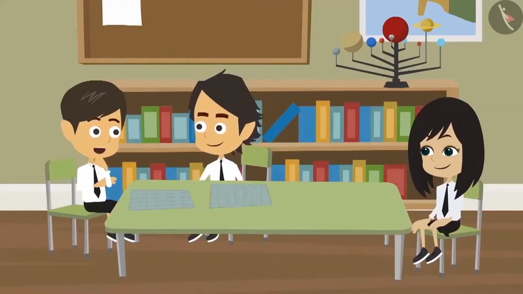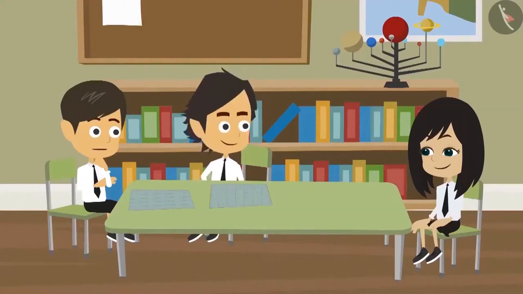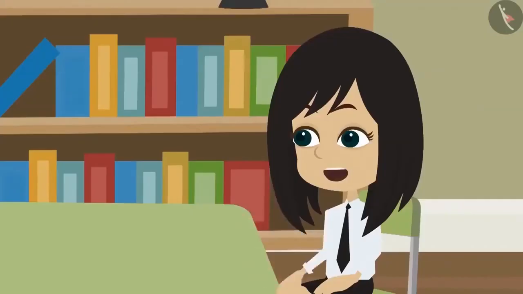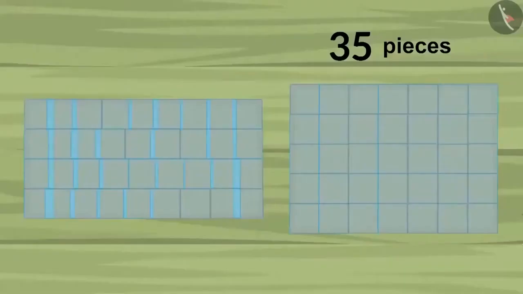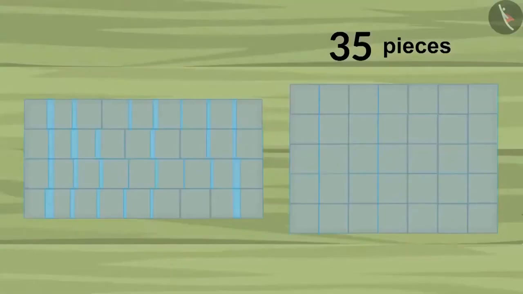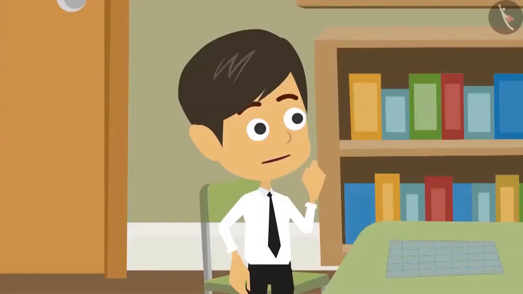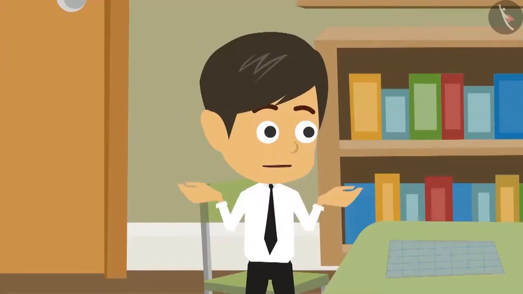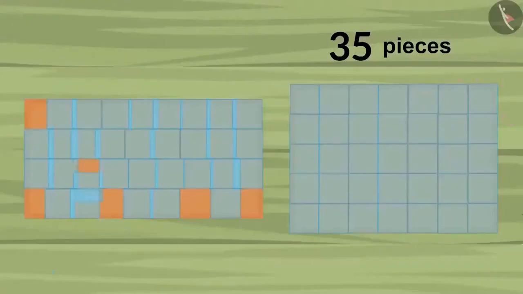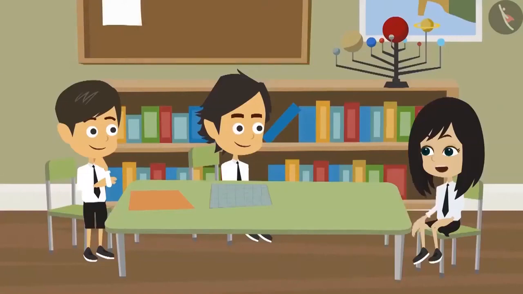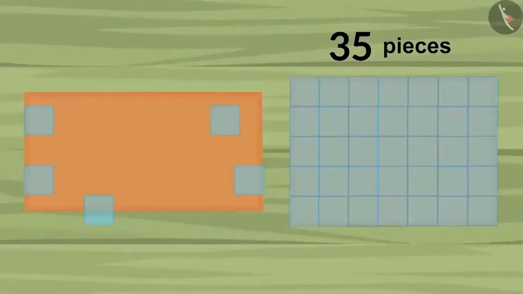Look, you have placed few pieces on top of each other. That is a wrong way to measure. So, you can't place the pieces on top of each other? Yes, the pieces should not be overlapped and there should be no gaps between them, like Ayushman has placed. That's how you will get the correct measurement. Okay, so what should I do now? Now, remove all these cards and measure again. This time, don't place the pieces on top of each other. Okay.